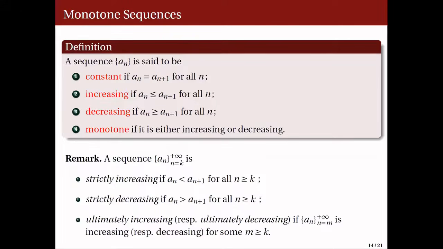Now, a sequence is said to be ultimately increasing if the sequence is increasing for all n greater than or equal to some value m, where m is greater than or equal to k. Respectively, it is ultimately decreasing if the sequence is decreasing for some value of m greater than or equal to k. In other words, a sequence is ultimately increasing if we can get a tail end of that sequence, and that tail end is an increasing sequence. And the same can be said about an ultimately decreasing sequence.